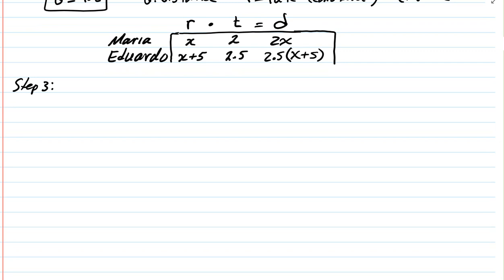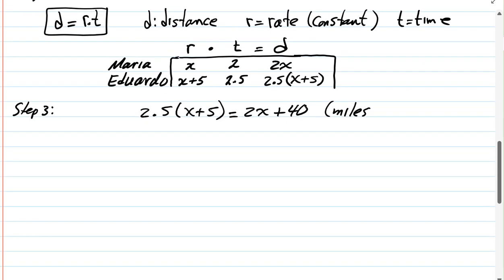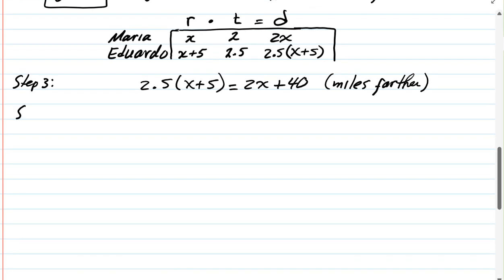For Eduardo's distance, that's 2.5 times x plus 5. That should equal 2x plus 40. And that's, again, because we were told up here, he lives 40 miles farther away. So we add 40 to 2x. Okay. And then once we set it up, we need to solve this.